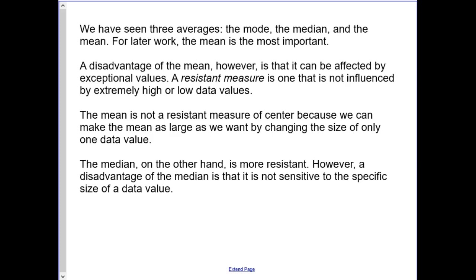Now, we've talked about 3 different kinds of central tendency: mode, median, and mean. And we're going to be using mean a lot more when we calculate standard deviations and do other things. This is the important thing to note. A disadvantage of mean is it is affected by large values. If you have an extremely high or low value, then it will be influenced by that. So mean is not resistant, meaning it will shift dramatically if you add a bigger value or smaller value.